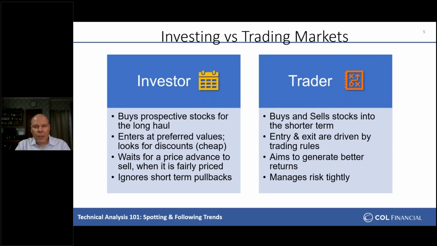Now, as a trader, you do things a little bit differently. You start looking for buy and sell windows in stocks more in the shorter term rather than the longer term. Your entry and exit plans are driven by set rules, which we will talk about in the next few sessions. Your aim here is to try to generate better returns than what just investing would do.